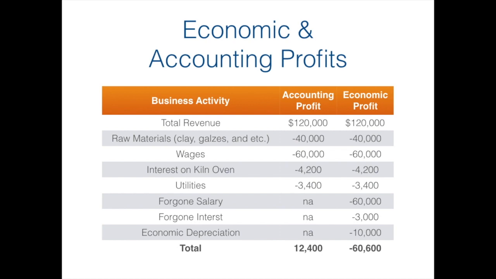The couple may be initially happy that they show a positive financial profit of $12,400. However, when the opportunity cost of what could have been shows a negative $60,600 difference, they may not be as happy. This negative number shows that there is a better option available for the time and the money investment.